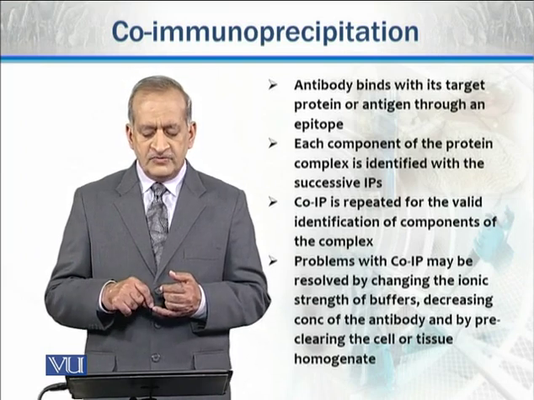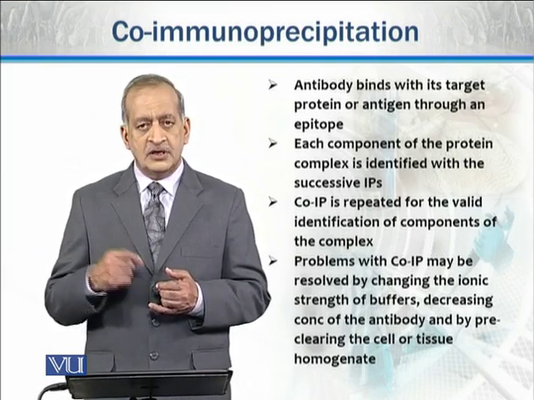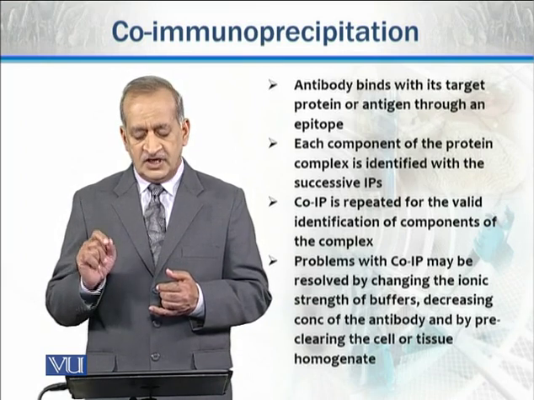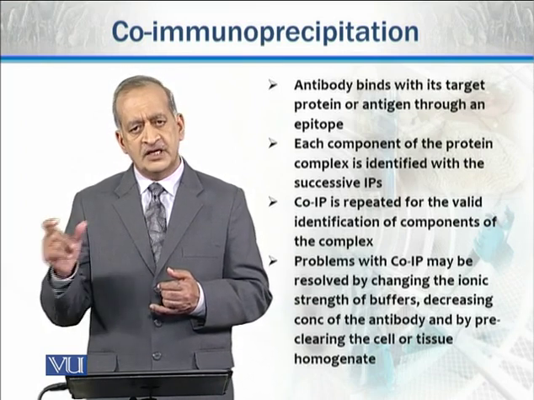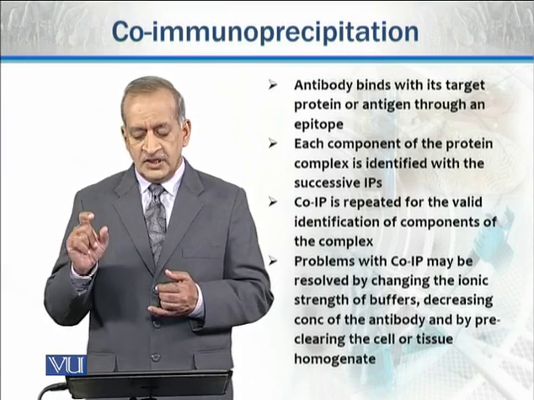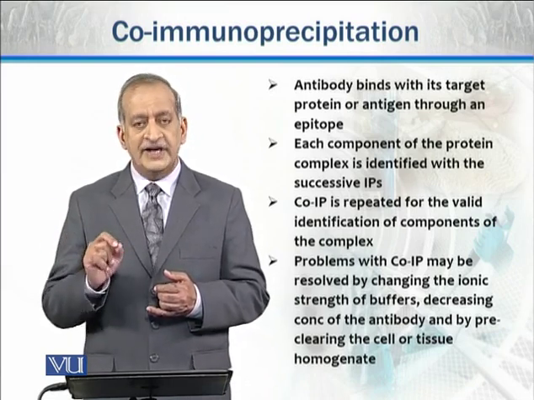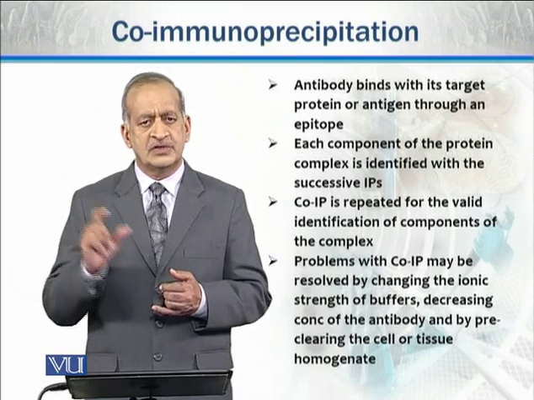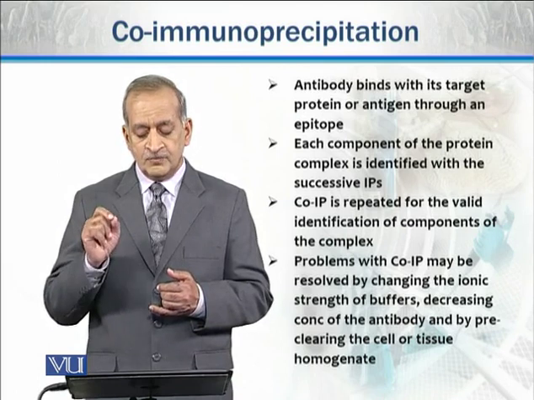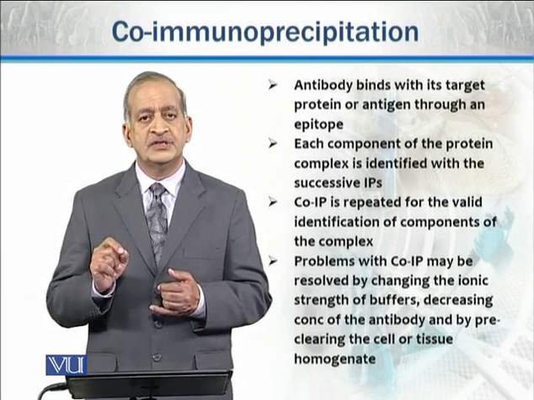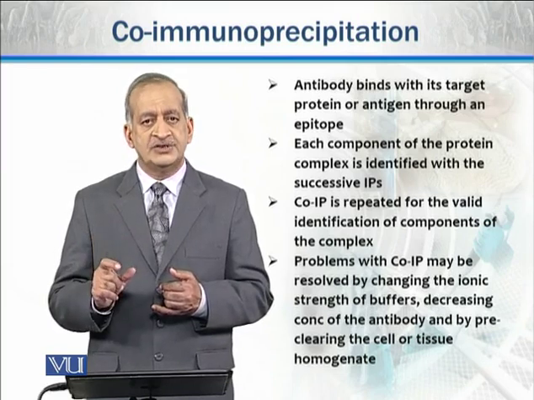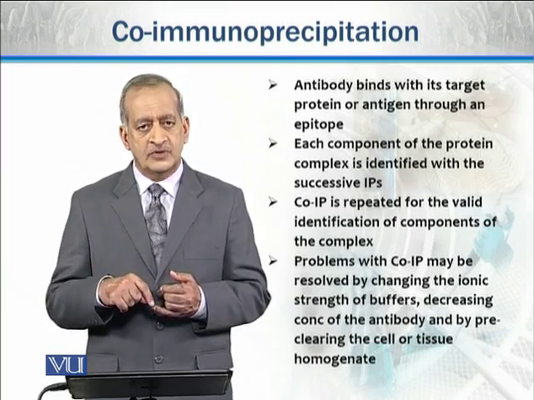Problems with co-immunoprecipitation may be resolved by changing the ionic strength of the buffers, obviously by decreasing or increasing their strength, or by decreasing the concentration of the antibody, increasing or decreasing it, and similarly by pre-clearing the cell or tissue homogenate. In this way also we can resolve the problems of co-immunoprecipitation.